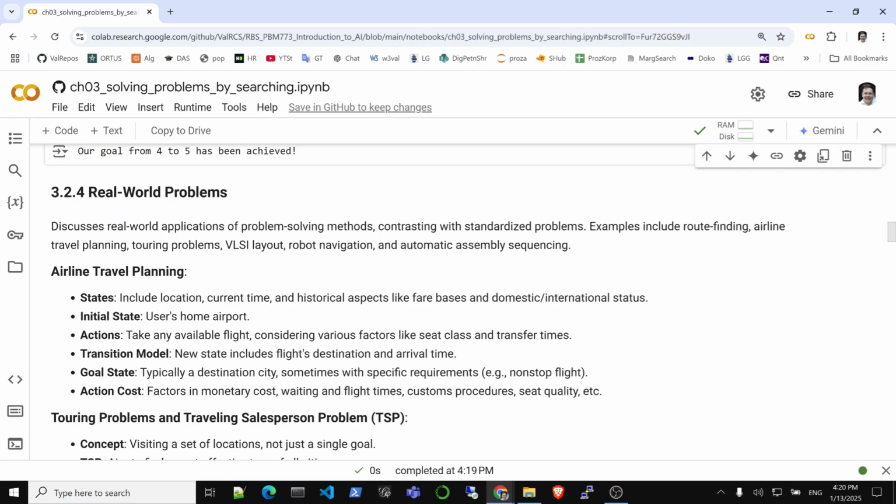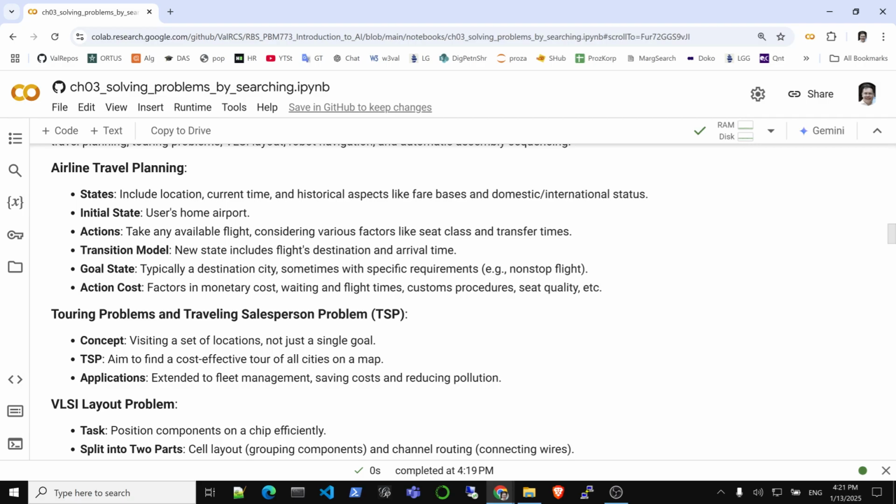So for airline travel, you've all probably been traveling. You have a location where you are right now, maybe some fare bases, and where you're going. The initial state is, let's say, Riga, RIX. Actions: take any flight. Transition model, goal state. But things get complex if you add things like whether you want to travel economy only, or whether you care where you sit. Lots of things can make this problem more complex.